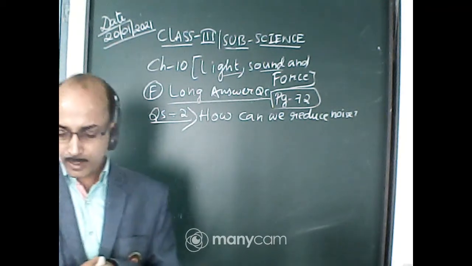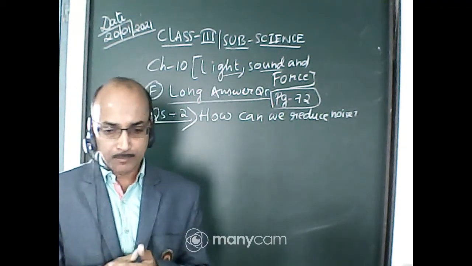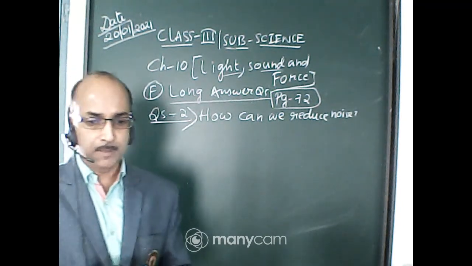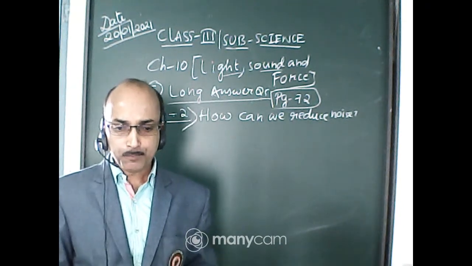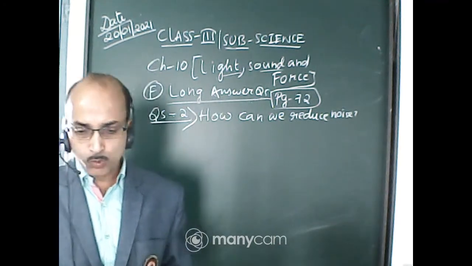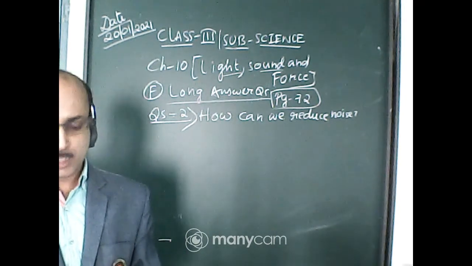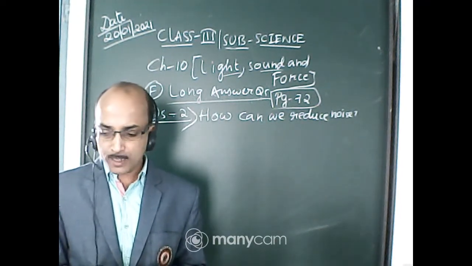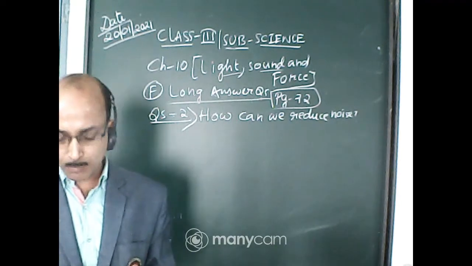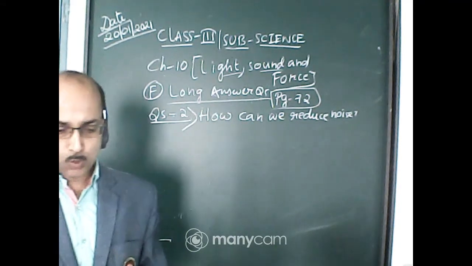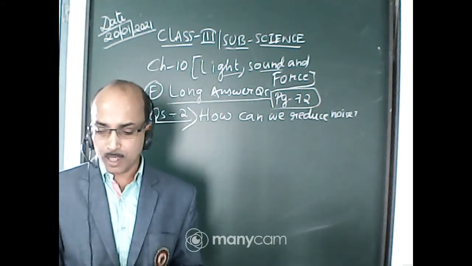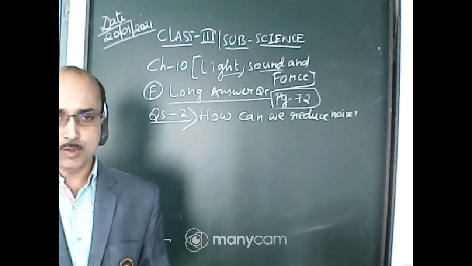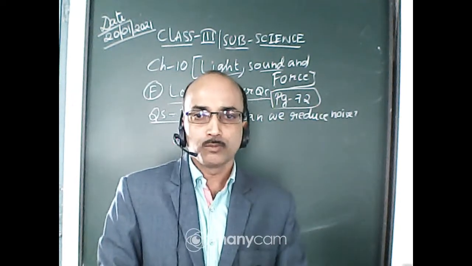Number 1 way is speaking softly. Number 2 way is always playing TV and music system at a low volume. So we can reduce noise by the following ways: number 1, speaking softly, and number 2, always playing TV and music system at a low volume.